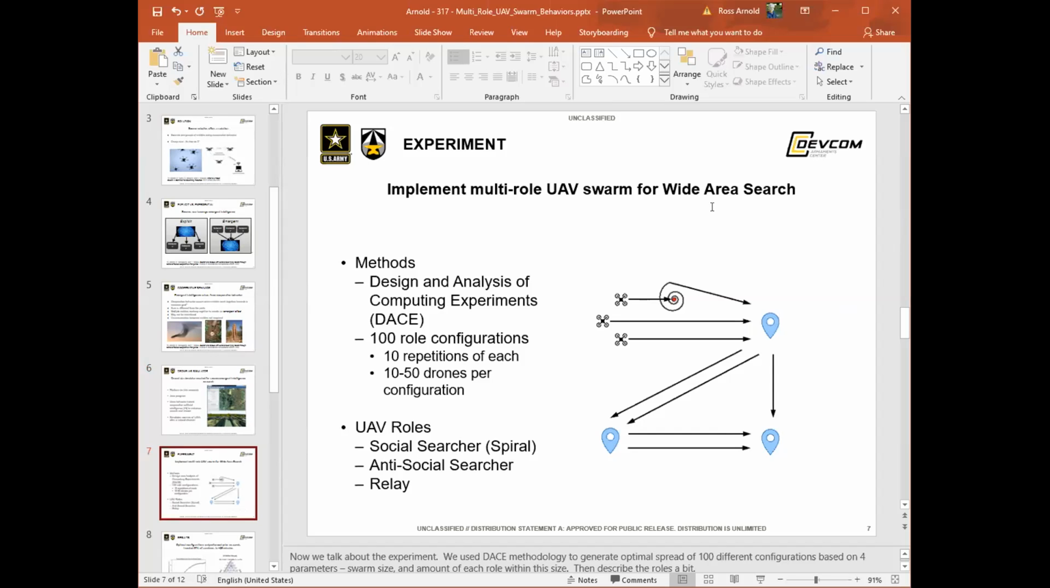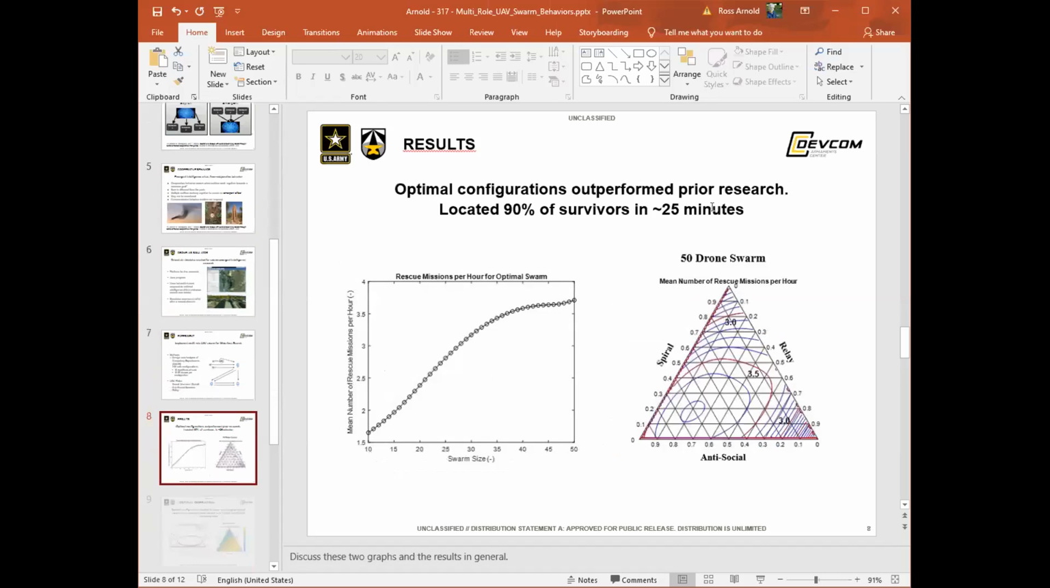So this is what we use, these three different behaviors, with swarm sizes of 10 to 50 drones, and we distribute them according to this method called the design analysis of computing experiments. What we did was take all of the distributions of those three roles for sizes between 10 and 50, so 10, 11, 12, and determined the optimal 100 configurations, which would give us the most statistically likely result. And then we did 10 repetitions of each of those, so 1,000 runs, and then compared those results. That was the experiment we did.